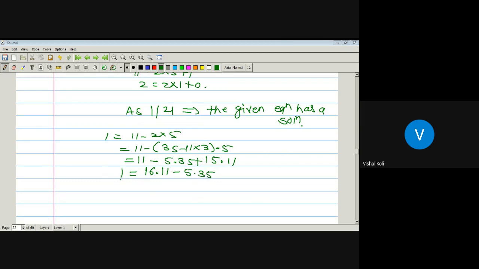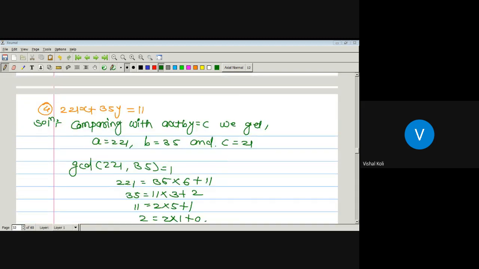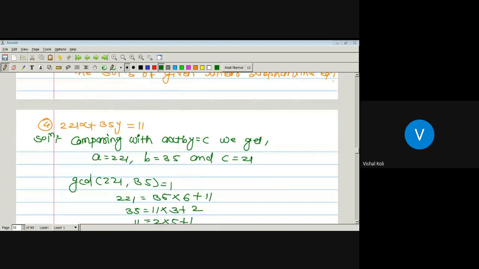Now, we require the LHS as 21. Multiply both sides by 21. We get 1 into 21, 16 into 21. Sorry. Value of C is 11 in the given equation.